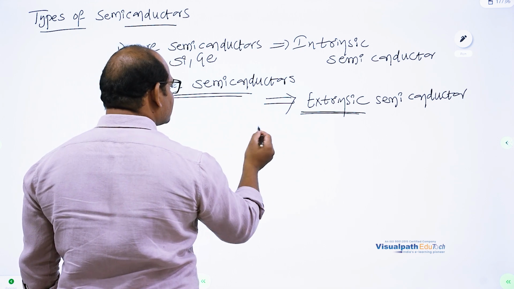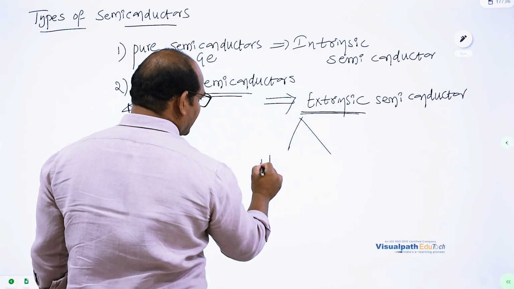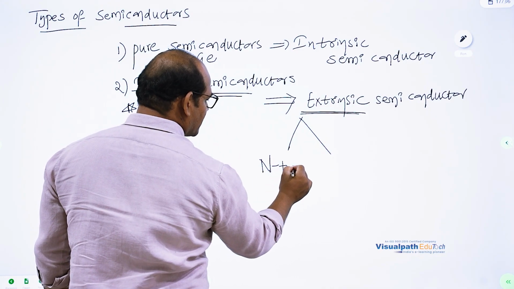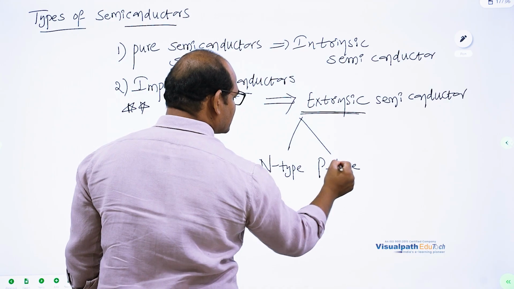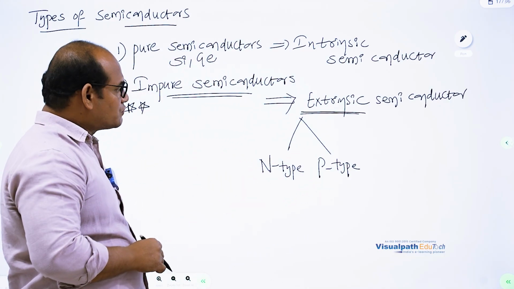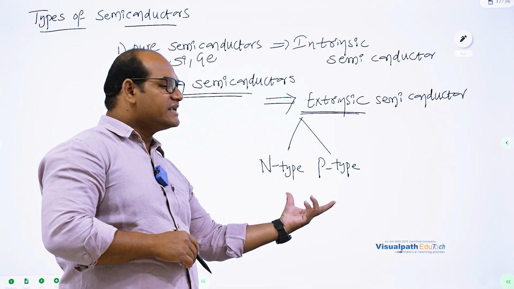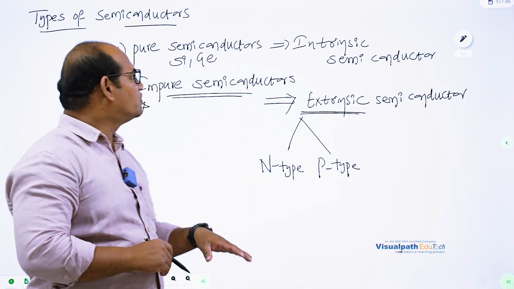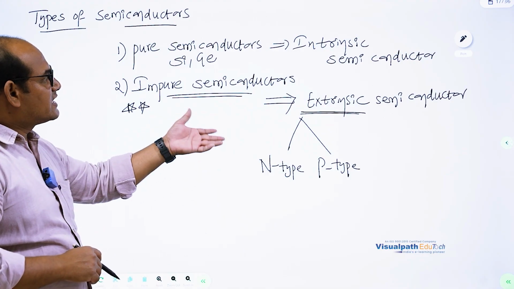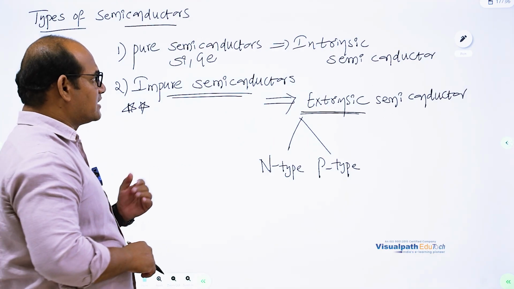And these extrinsic semiconductors are of two types again. One is N-type extrinsic semiconductor, second one is P-type extrinsic semiconductor. You can say PN diode: one P-type material is required, one N-type material is required, so that you can create the PN junction diode. Anyhow, before entering into the diode, you need to know what are the intrinsic and extrinsic semiconductors. Now we'll start with the intrinsic semiconductor.